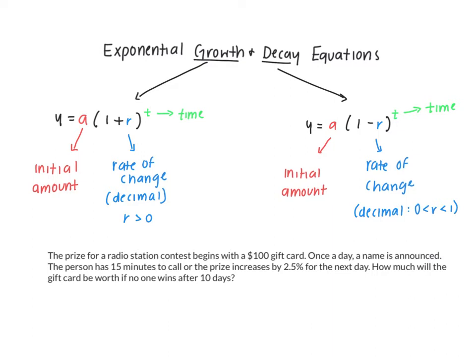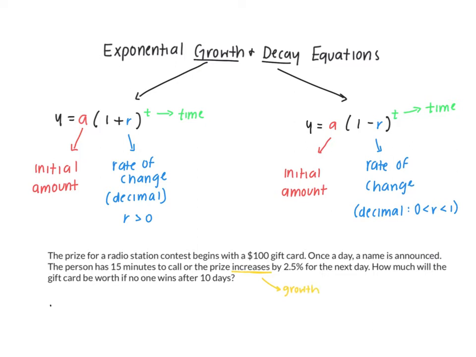So for our first example, we have the prize for a radio station contest begins with a $100 gift card. Once a day, a name is announced. The person has 15 minutes to call, or the prize increases by 2.5% for the next day. How much will the gift card be worth if no one wins after 10 days? So we first need to start off by writing our equation. The fact that the amount of the gift card is increasing should tell us that this is going to be an exponential growth problem.